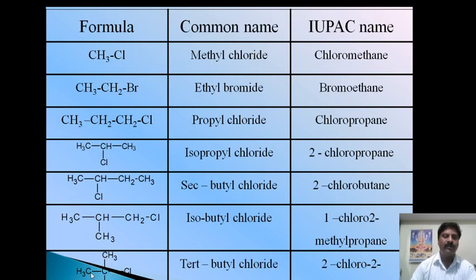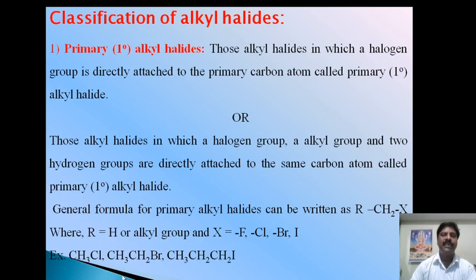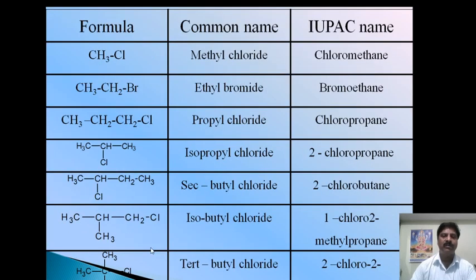There are 1, 2, 3 positions; you can number in either direction. The chloro group will be at the second position, and another methyl group will also be present at the second position. The longest possible carbon chain is nothing but propane. Therefore, 2-chloro-2-methylpropane is the IUPAC name of tertiary butyl chloride, or this compound. These are some examples of IUPAC names of compounds.